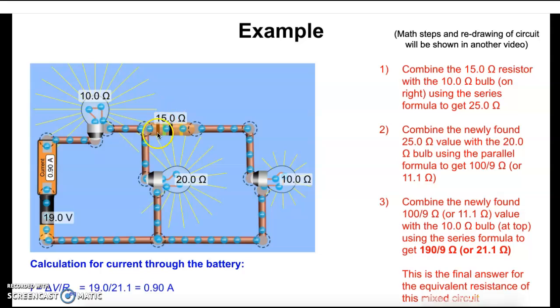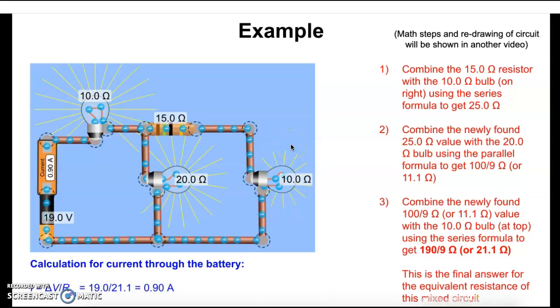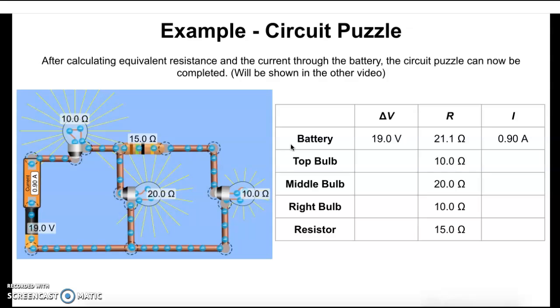So this slide just has a picture of it all connected. This slide's what's going to go into your notes. So that's how you do the equivalent resistance for a mixed circuit. And after you've calculated equivalent resistance and the current through the battery, you can complete the circuit puzzle. I'll show this in the other video as well.